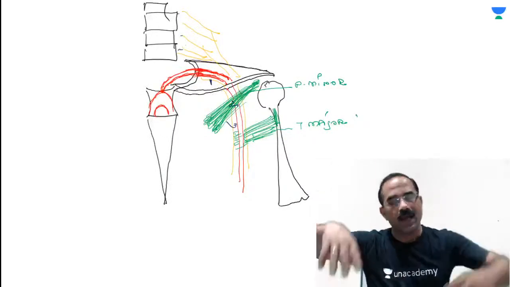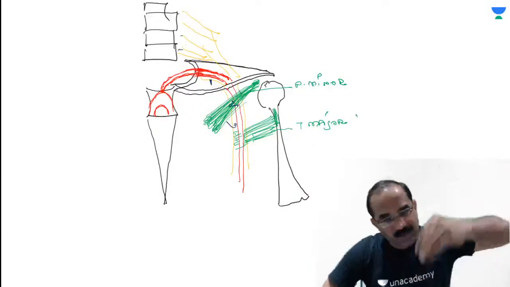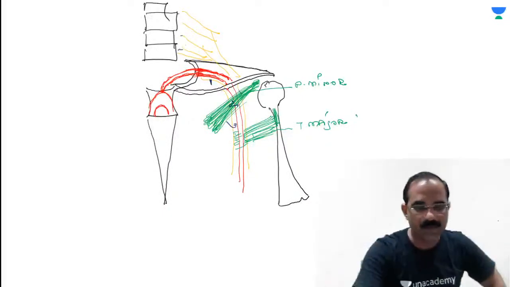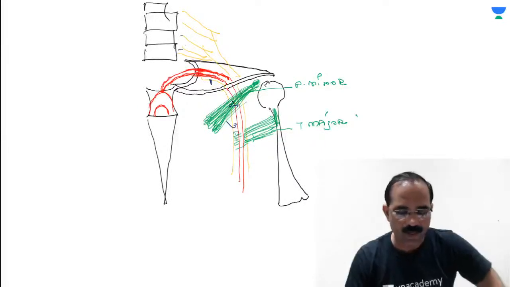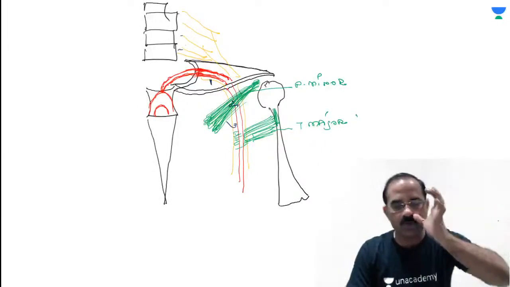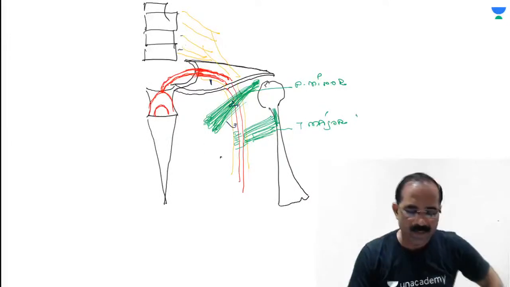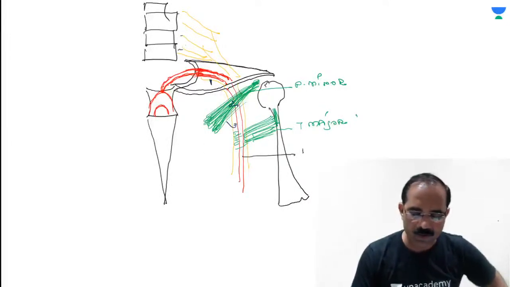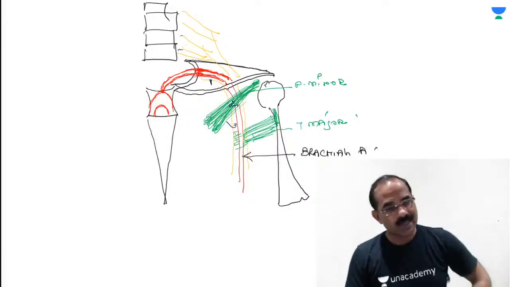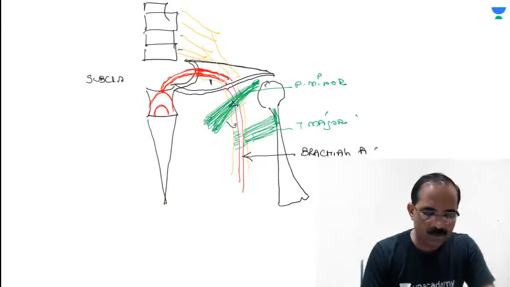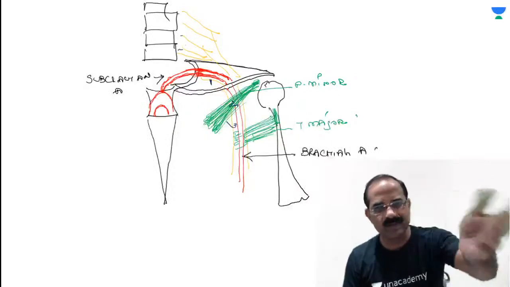So that makes the apex. And now what are the contents of the axilla? What enters the axilla through the apex? One is the axillary artery, and this axillary artery is a continuation of which artery? Subclavian artery at the outer border of the first rib. The axillary artery enters the apex, comes into the axilla, and at the lower border of teres major it is now known as the brachial artery. This axillary artery is divided into three parts by pectoralis minor. And then you have got the branches of the axillary artery.